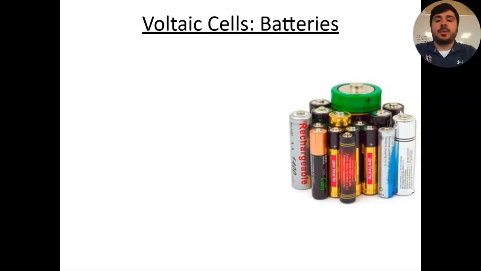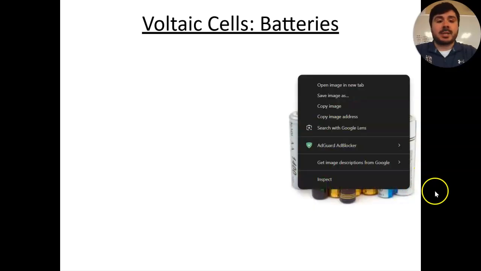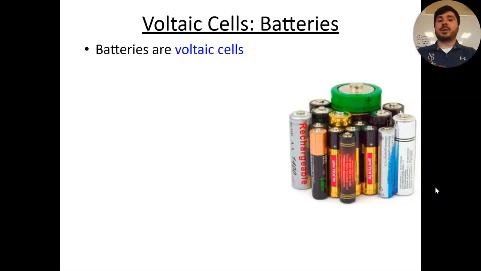Starting out here with our very first one, known as our voltaic cell, aka a battery, right? A voltaic cell is quite literally a battery. It's not really any other way to think about it. A voltaic cell is a battery, and a battery is a voltaic cell. They're very interchangeable with each other. If you call something a battery, you're also calling it a voltaic cell, and if you're calling something a voltaic cell, you're also calling it a battery.